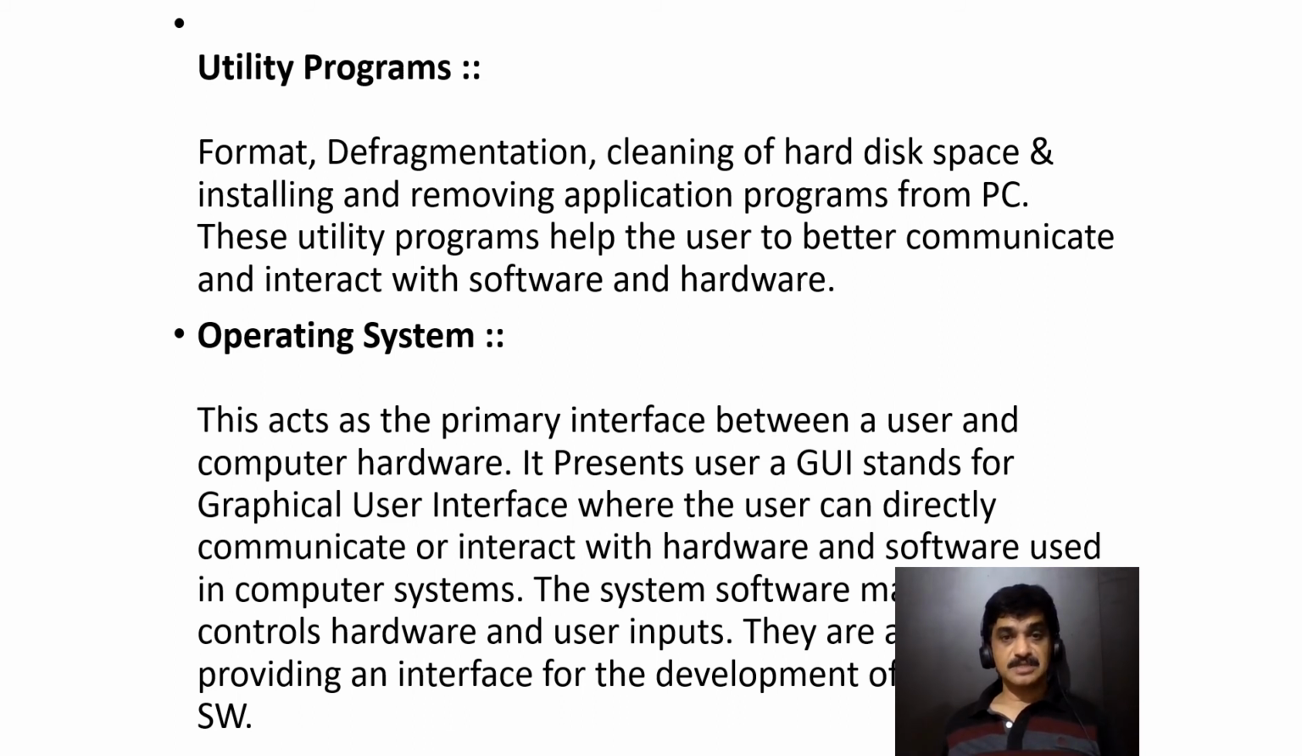Operating systems are the primary interface between a user and the computer hardware. We understood that there is hardware and there is software. The operating system will be the interface between the computer hardware and the user. It represents GUI, graphical user interface, where the user can directly communicate with the interface. I'm using this pointing device because of the GUI. We'll discuss it at a later stage.